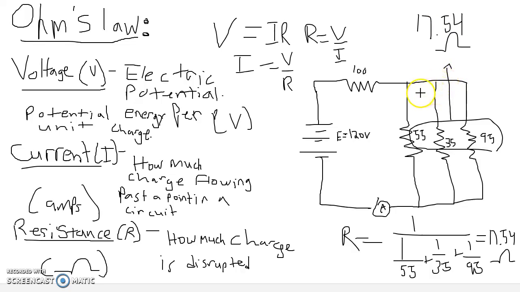Now that we know this, we can add the other resistor, with a resistance of 100 ohms, to the 17.54, giving us a total resistance of 117.54 ohms.